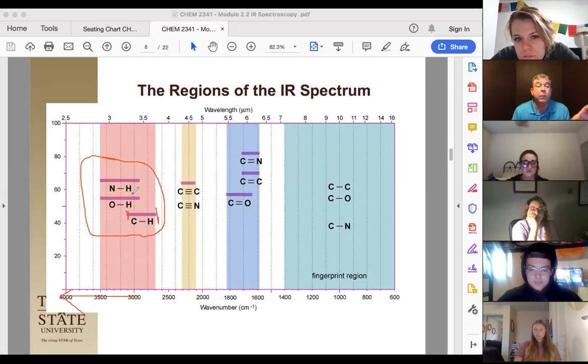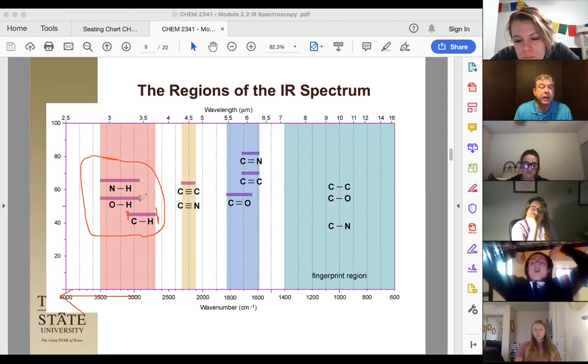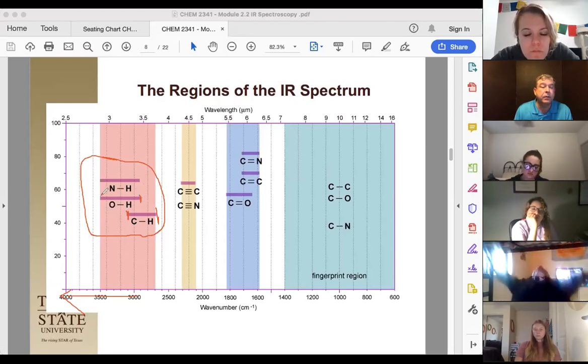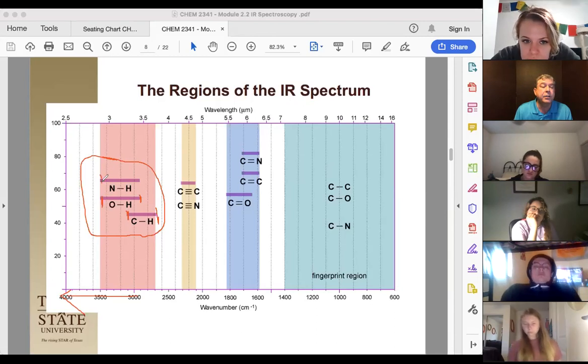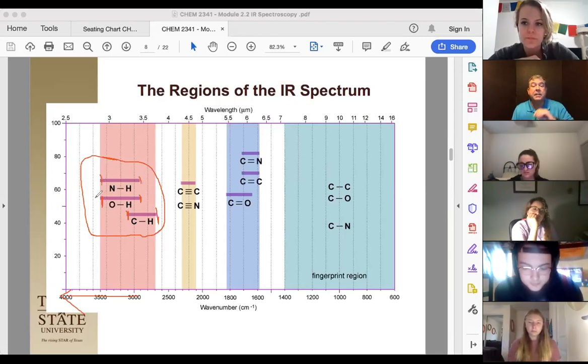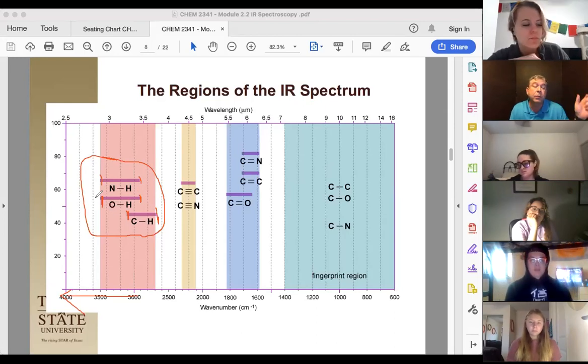We have anything with an OH on it, so that would be water and alcohols. And that's a little higher. It's about 3000 to 3500. And nitrogen here is also about 3000 to 3500. Okay, so that means anytime we're looking for a functional group with a hydrogen on it, we're going to find it in this range.